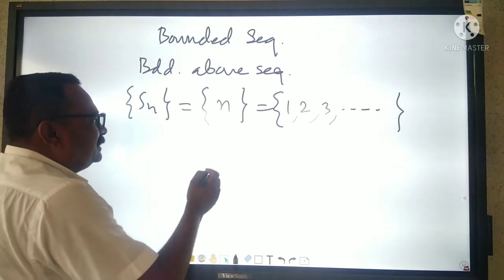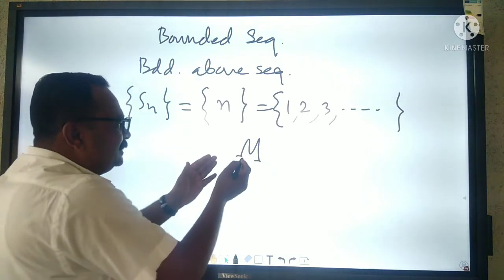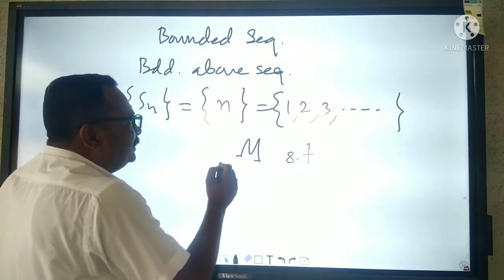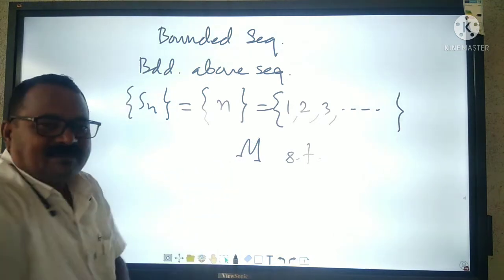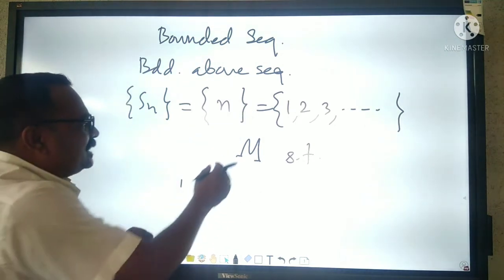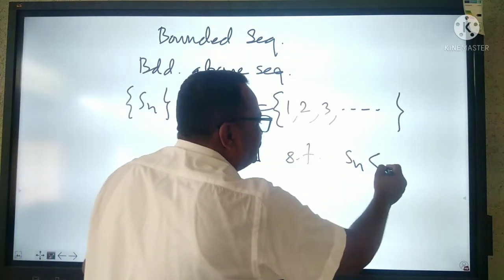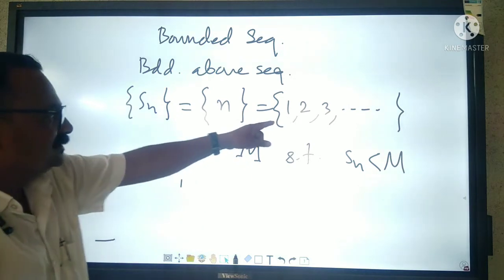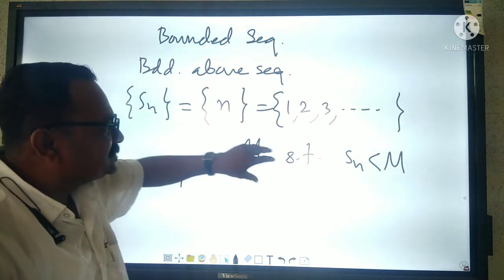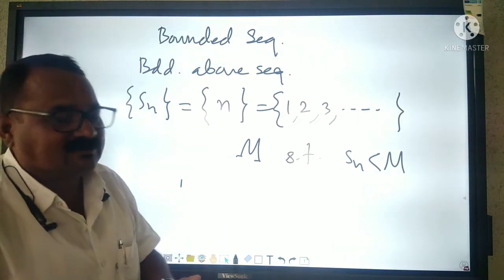Can we find a real number M such that each term of the sequence is less than M? This is not possible for this sequence. We can't find a number M such that Sn is less than M. Take any term in the sequence Sn; can we find a number M such that Sn is less than M? This is not possible. So this sequence is not a bounded above sequence.